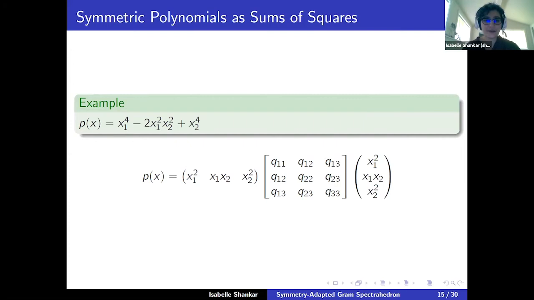I had this example earlier of a degree 4 polynomial in 2 variables. This is symmetric. And if we want this matrix to commute, or to be fixed under the action induced by the matrix representation D_sigma, then we get that Q11 and Q33 are equal, and Q12 and Q23 are equal. So again, we go from a 6-dimensional space to a 4-dimensional space.